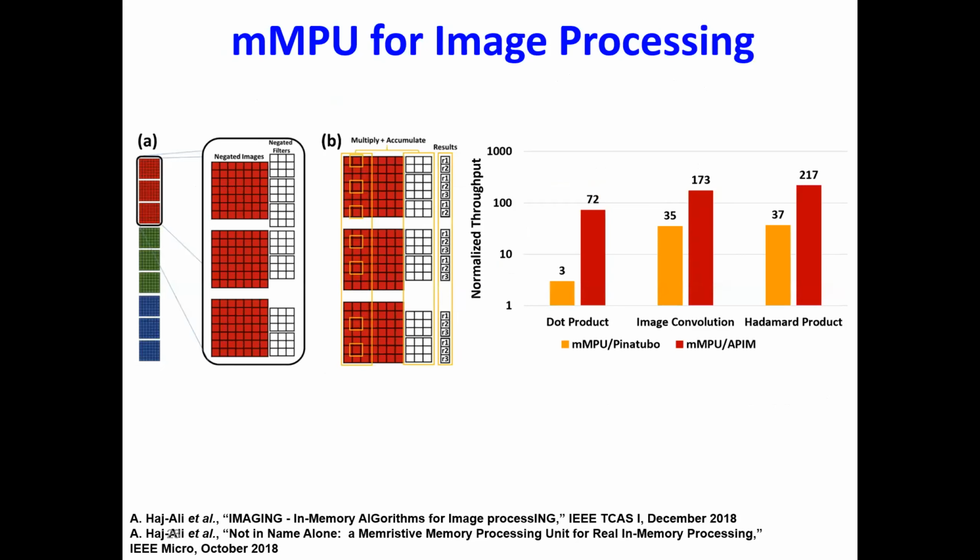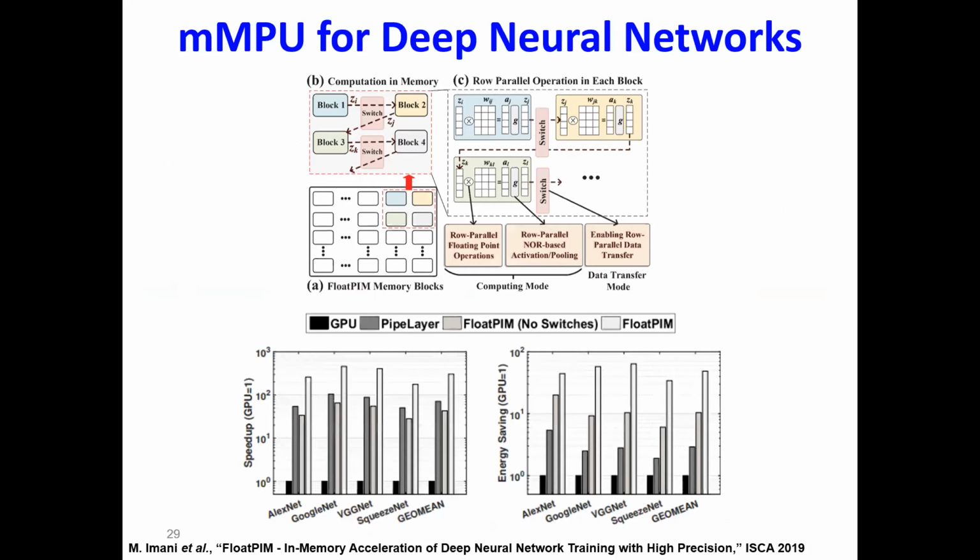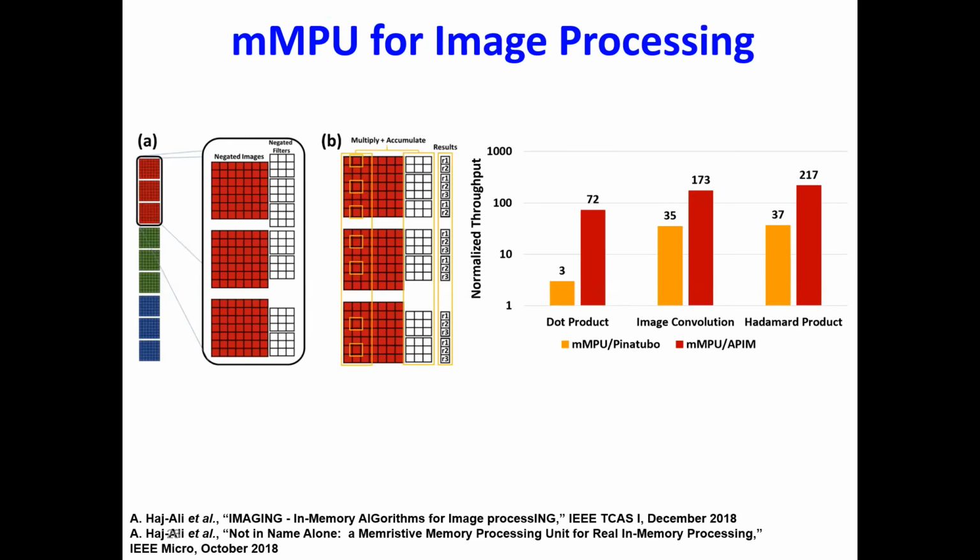And since we are able to perform arithmetic and logical operations inside the memory, we can run different applications. A few examples of applications that can be used in the mMPU. One is image processing. You can see here in this graph the improvement in the throughput, in the speed of performing different tasks in image processing compared to different accelerators. And you can see that it can be, again, 1 to 2 orders of magnitude faster than accelerators.